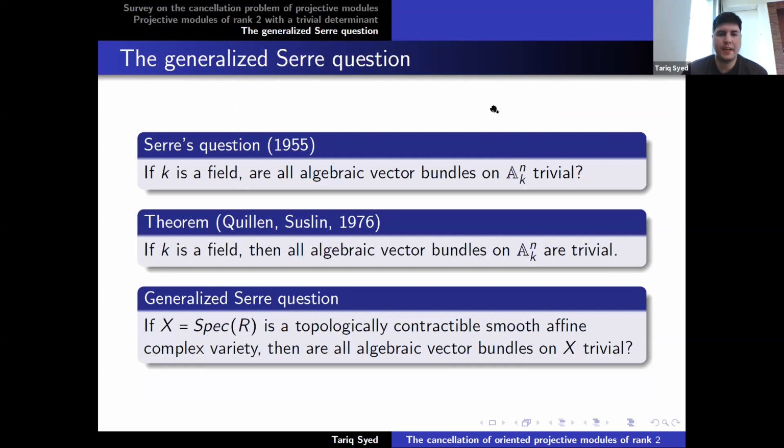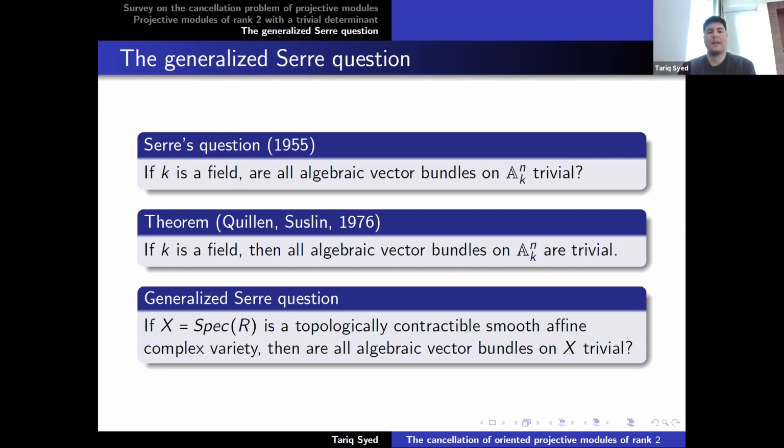Now, Serre asked the following question in 1955: if K is a field, are all algebraic vector bundles on the affine space trivial? And this was, as you might know, solved by Quillen and Suslin independently in 1976. So all algebraic vector bundles on the affine space are trivial, or in other words, finitely generated projective modules over polynomial rings over fields are trivial.